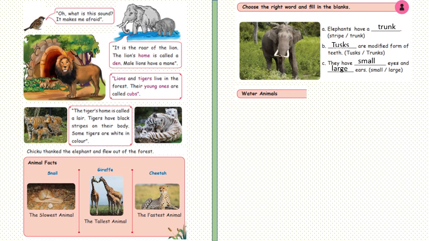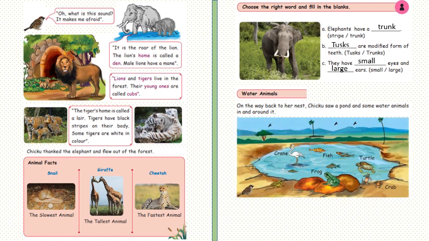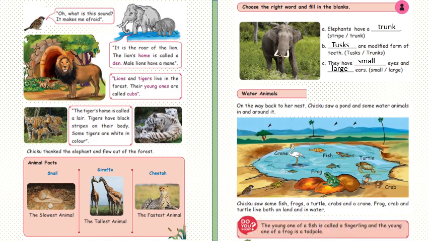Now let's talk about water animals. On the way back to her nest, Chiku saw a pond and some water animals in and around it. Crane, fish, turtle, frog, crab. Chiku saw some fish, frogs, a turtle, crabs and a crane. Frog, crab and turtle live both on land and in water. The young one of the fish is called a fingerling and the young one of a frog is a tadpole.